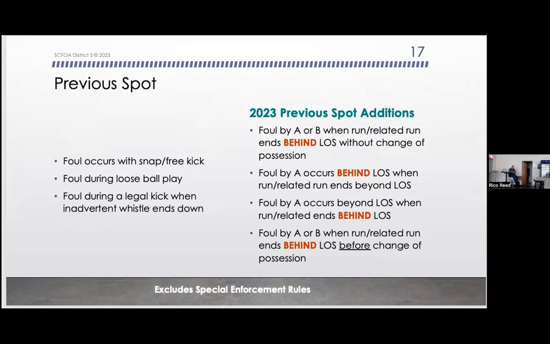All right, so previous spot. A foul that occurs with the snap / free kick. A foul during a loose ball play. A foul during a legal kick when an inadvertent whistle down. That's previous spot. That's what we're used to. That's the way it's always been, right? That's no change. What they added this year is a foul by A or B when the run ends behind the line of scrimmage without a change of possession.